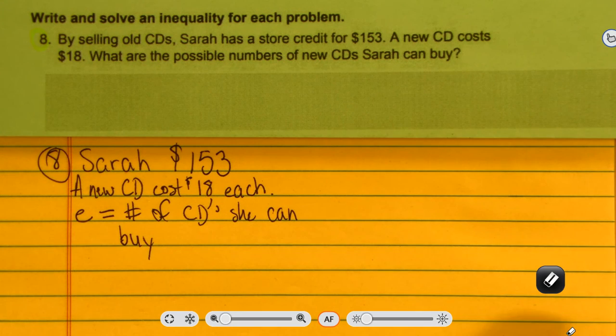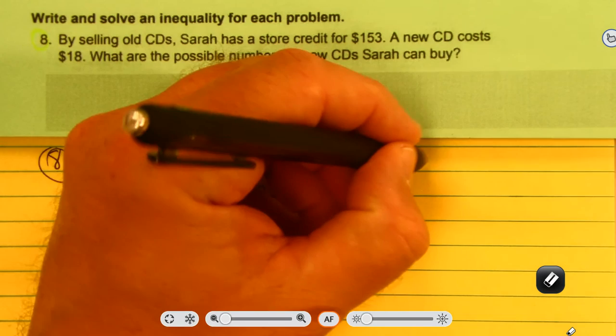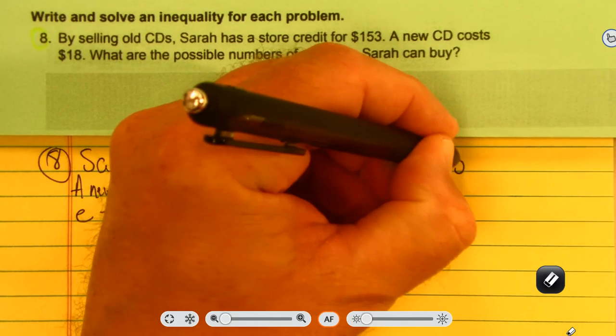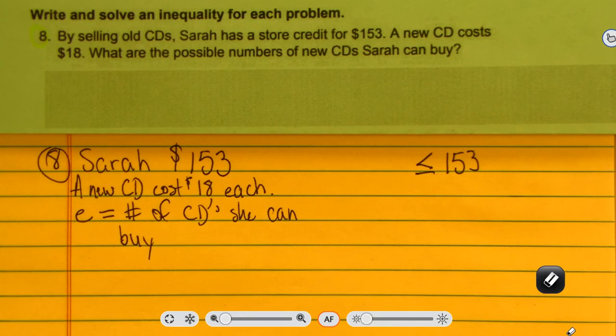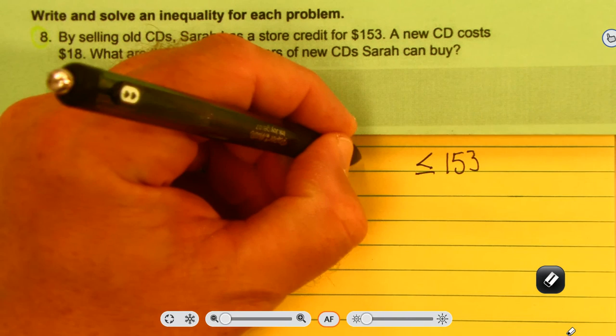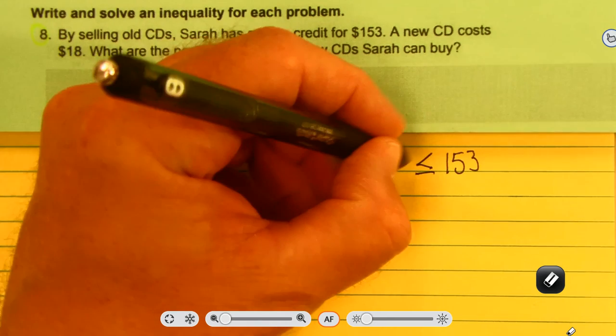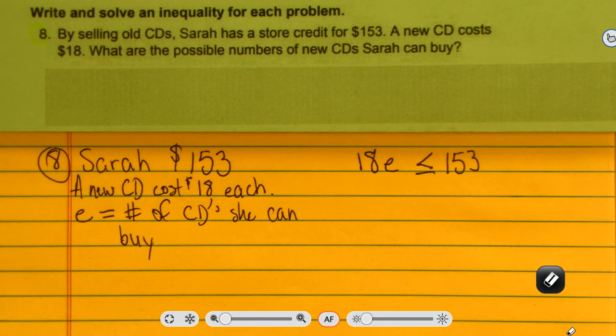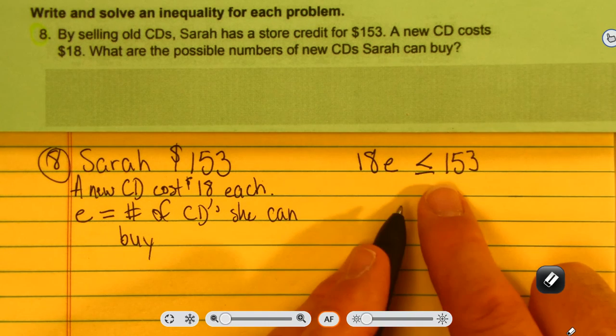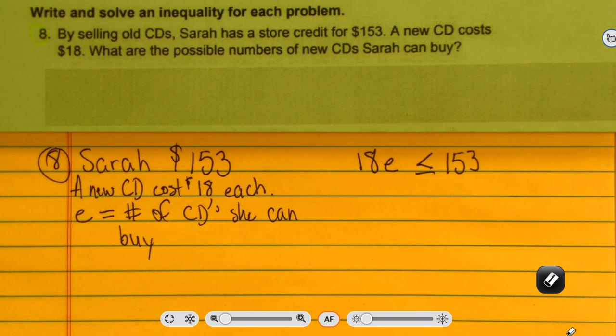Now, what do we know? Can she spend $153? Yes. Can she spend $154? No. So we know this has got to be less than or equal to 153. And we don't know how many she needs to buy, but we know that they cost $18 each. So 18 times the number of new CDs she buys will tell us how many she can buy and not exceed that amount of $153. So my inequality is 18 times C is less than or equal to 153.